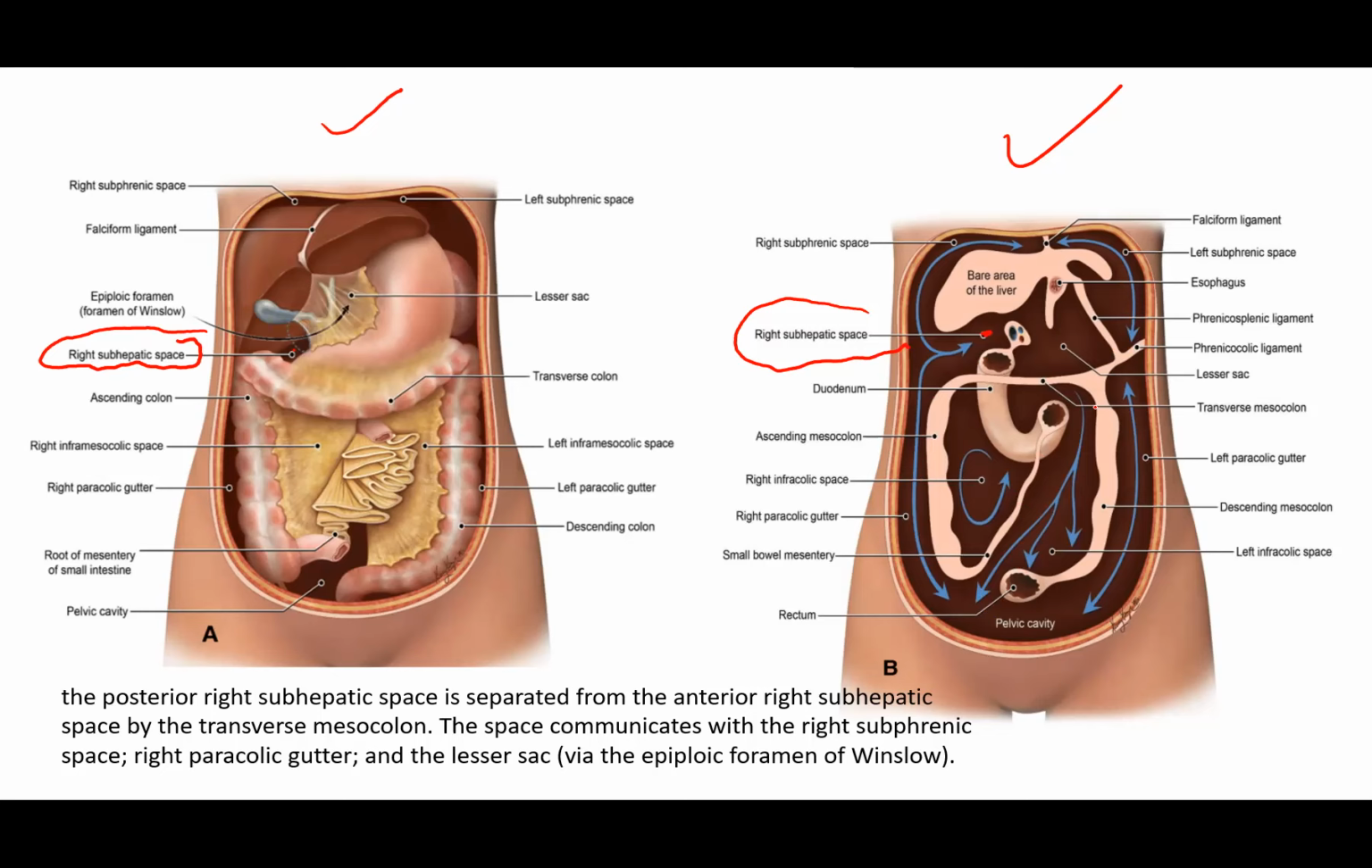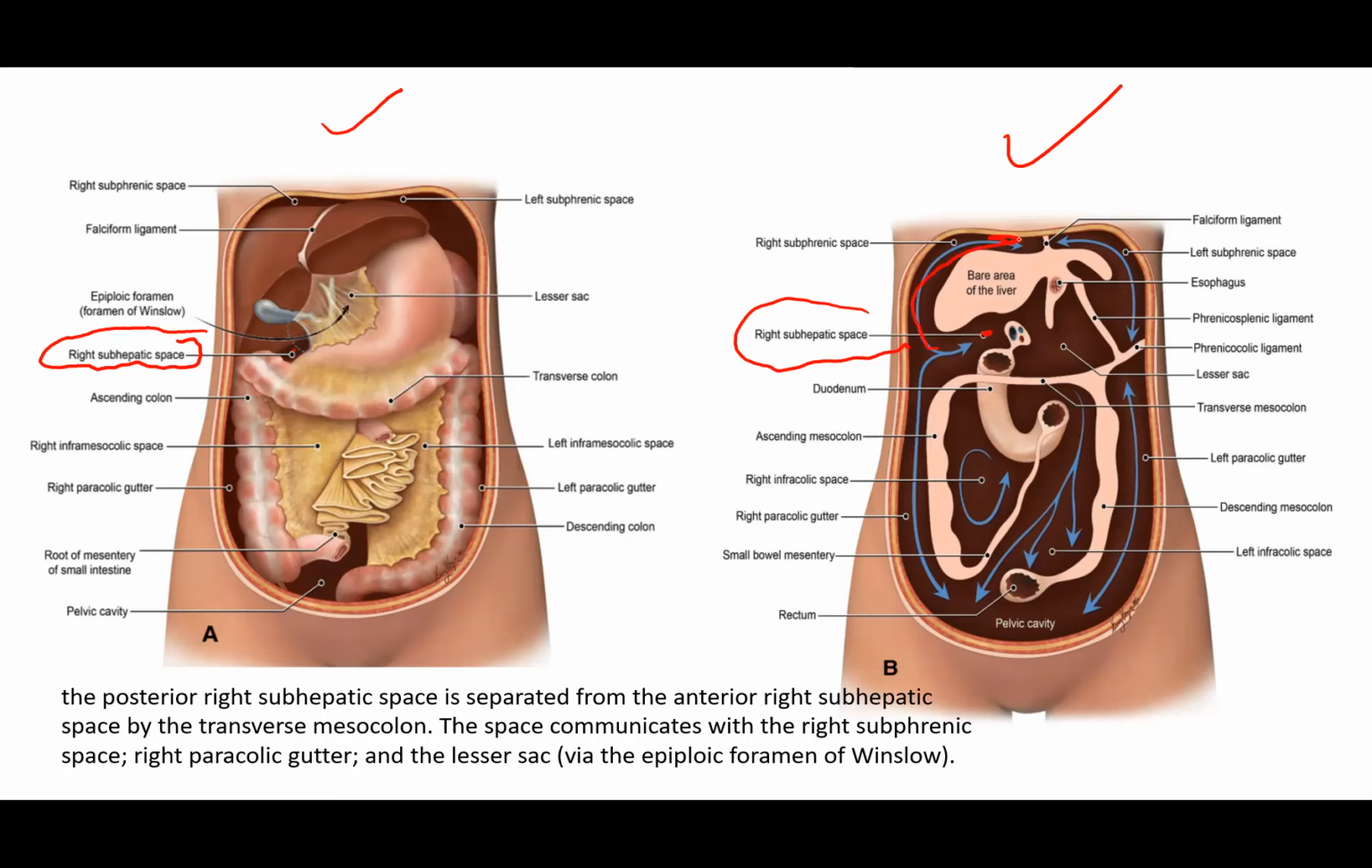The posterior right subhepatic space is separated from the anterior right subhepatic space by the transverse mesocolon. The space communicates with the right subphrenic space. Okay, you can see it communicates up.